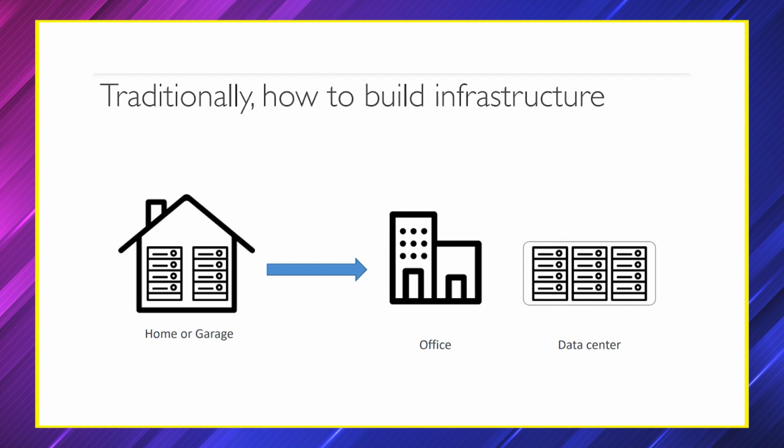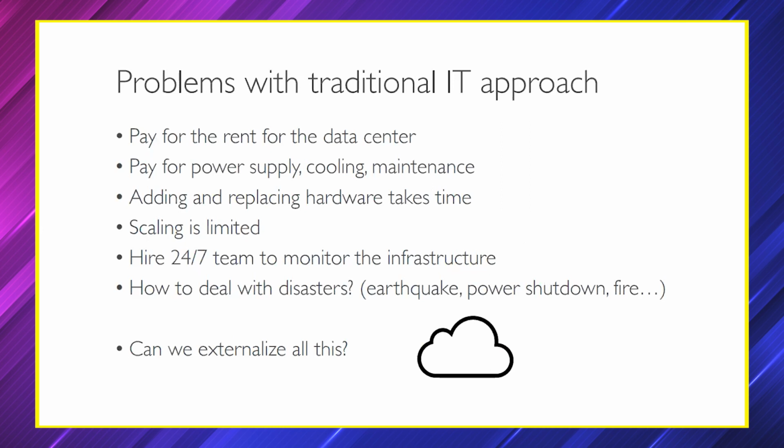Again, offices are going to have a constraint because there will always be a hardware constraint. In the office space as well, I can add 50 servers, I can have 20 servers, but there are going to be limited resources to which I can expand. So here you can see that the scaling is limited. And then again, as we have already discussed, I will have to hire a 24/7 team to monitor the infrastructure.